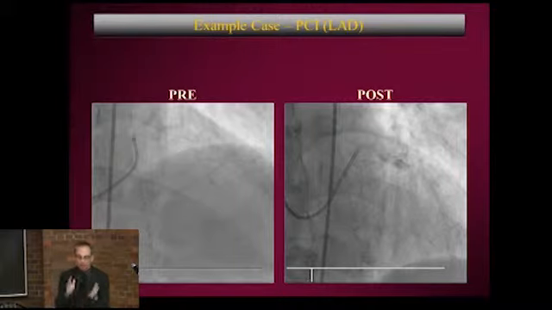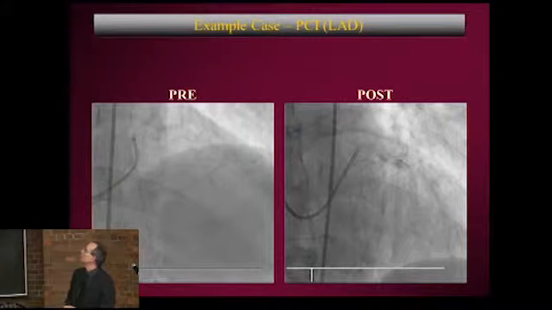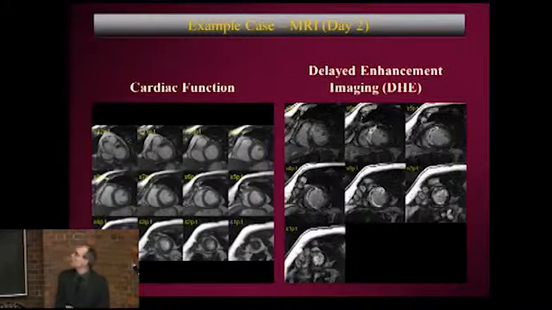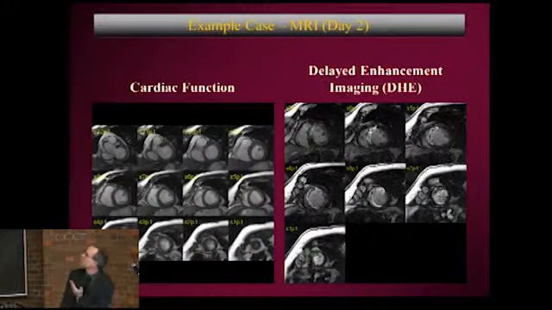So the question is, they've now got a good result angiographically, they've got the vessel reopened, but what's happened to the tissue? What's going to happen to this individual? So looking at the 1 to 2 day time point on MRI, again, we can look at the wall motion, and these are short axis slices through the ventricle, and you can see that the ventricle appears to be squeezing quite well.